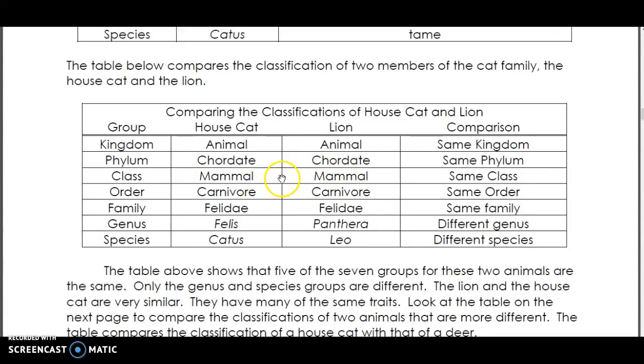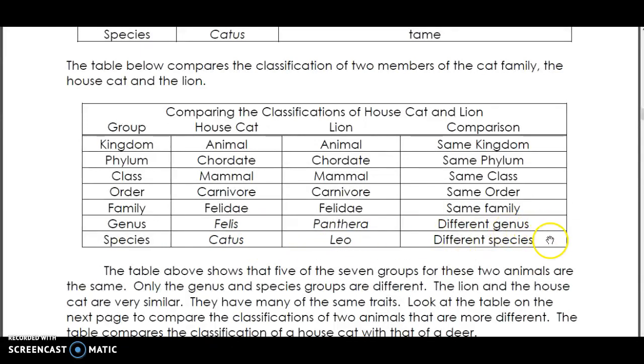They are still in the same class of mammal, and their order carnivore. House cats and lions are both carnivores. They eat meat. They're even in the same family, Felidae. But once we get down to their genus and species, we see that they're different. The house cat is in genus Felis, while the lion is in genus Panthera. And the house cat is in species catus, whereas the lion is in species leo.